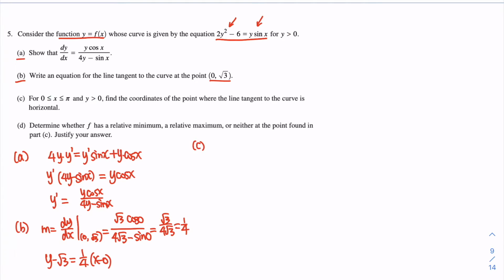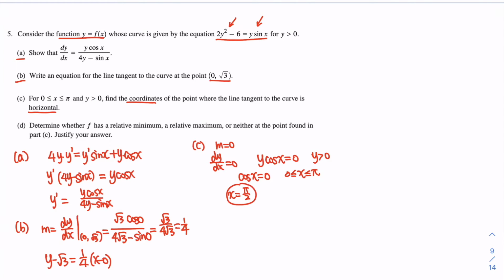Part C: find the coordinates of the points where the line tangent to the curve is horizontal. Because a horizontal line has slope equal to 0, we set dy over dx equals 0. The denominator cannot be 0, so the only term that can be 0 is the numerator. Because y is always positive, cosine of x equals 0. X is from 0 to pi, so in this case, x equals pi over 2. Cosine pi over 2 equals 0.